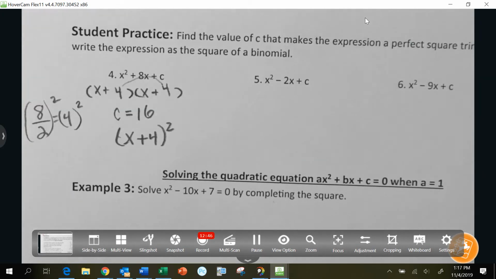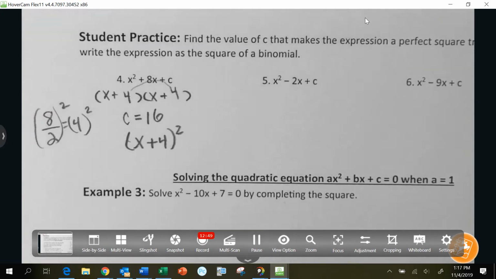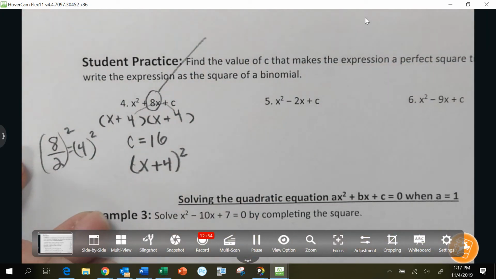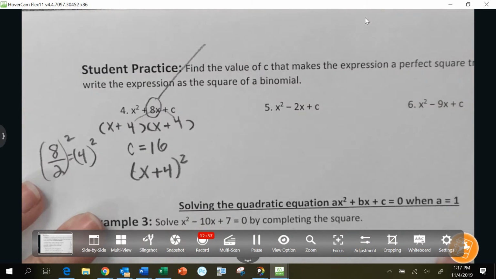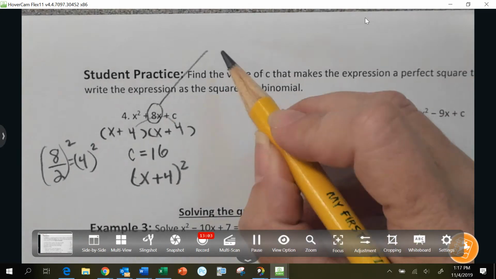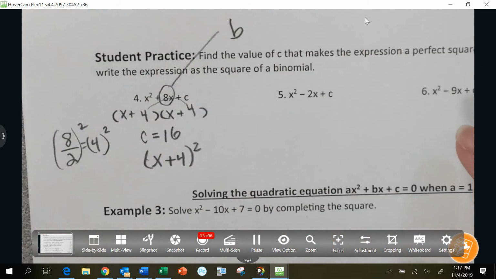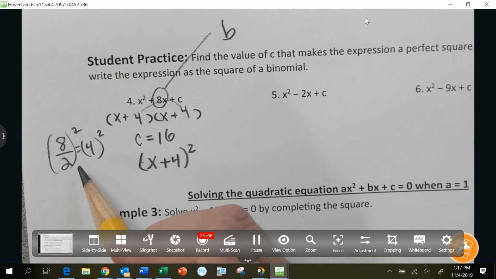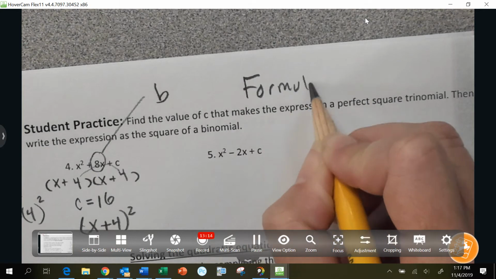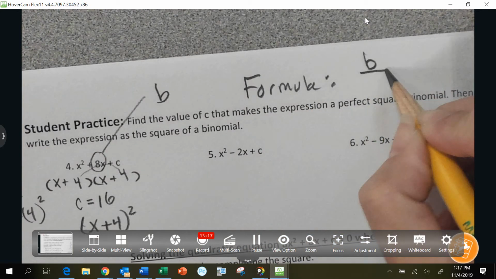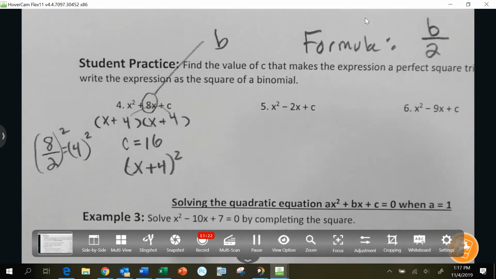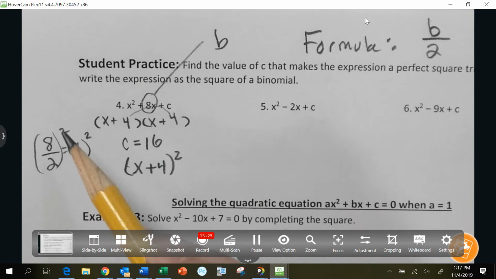So now to get a formula that works every time, we just did this twice in a row. What can I call the 8 that we've done a lot in this class so far? B. We're going to call that B. So if I took 8, or in the first page it was 14, and I divided it by 2, my formula is going to start out with B divided by 2. And then to get the C value, what did we do to B divided by 2? We squared it.